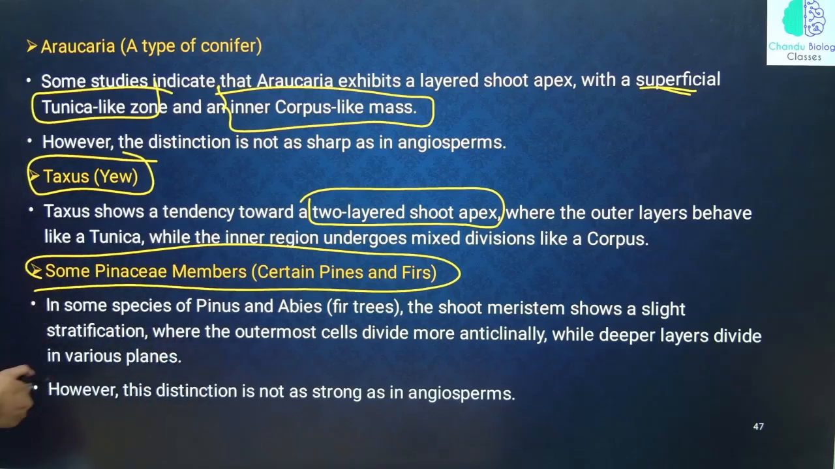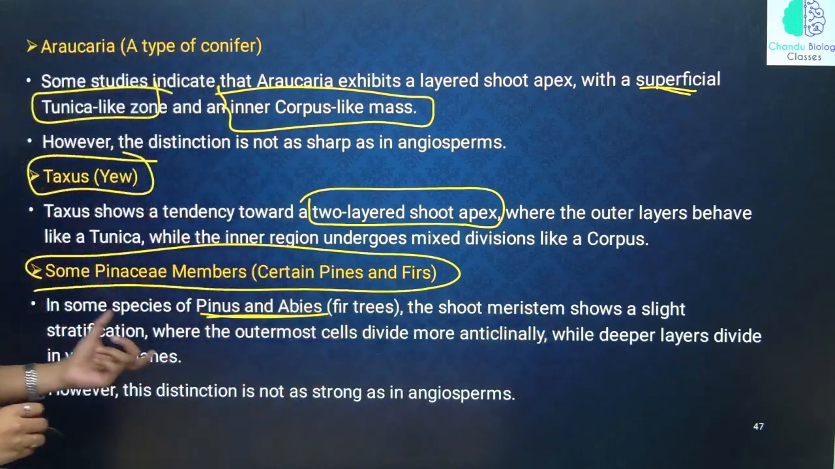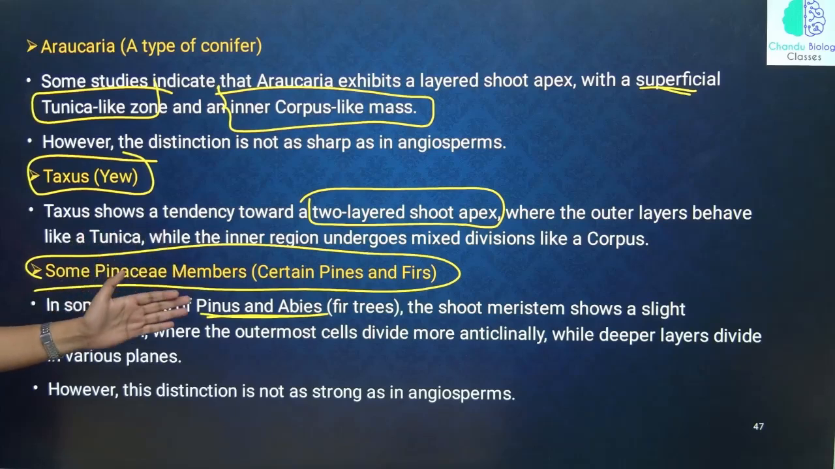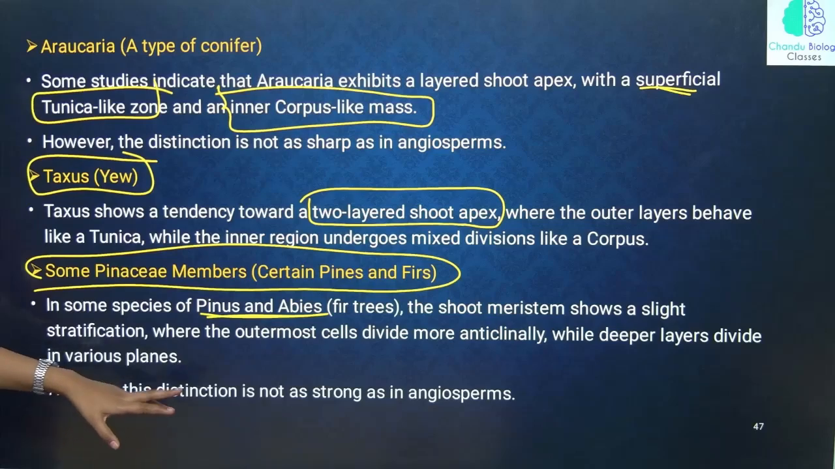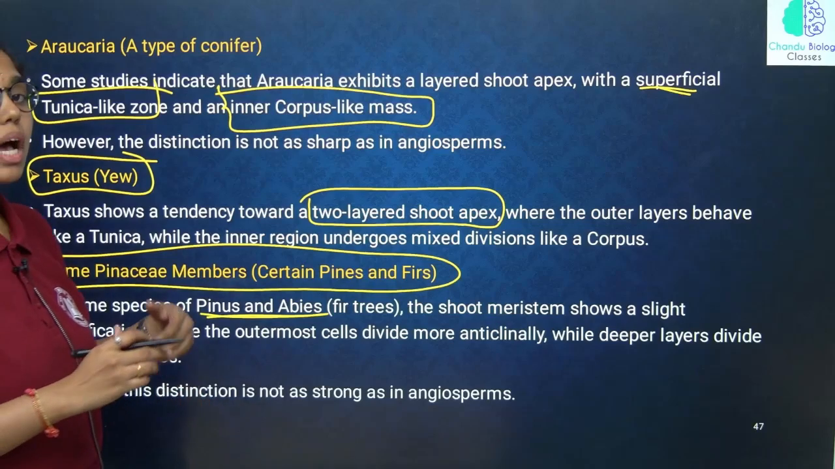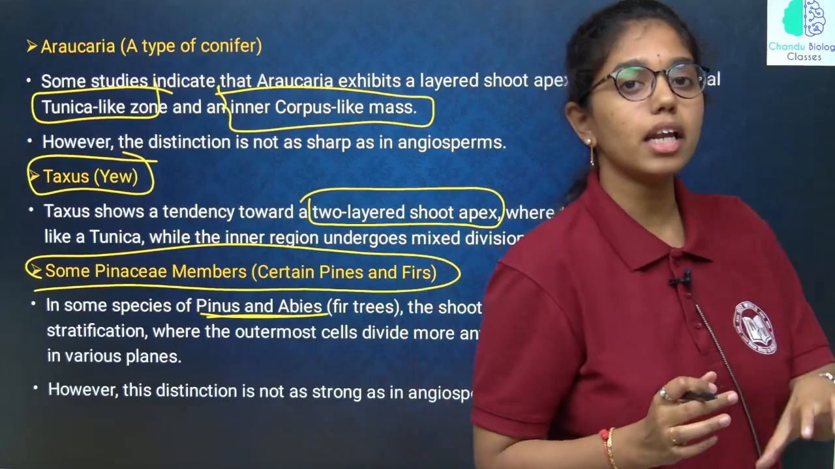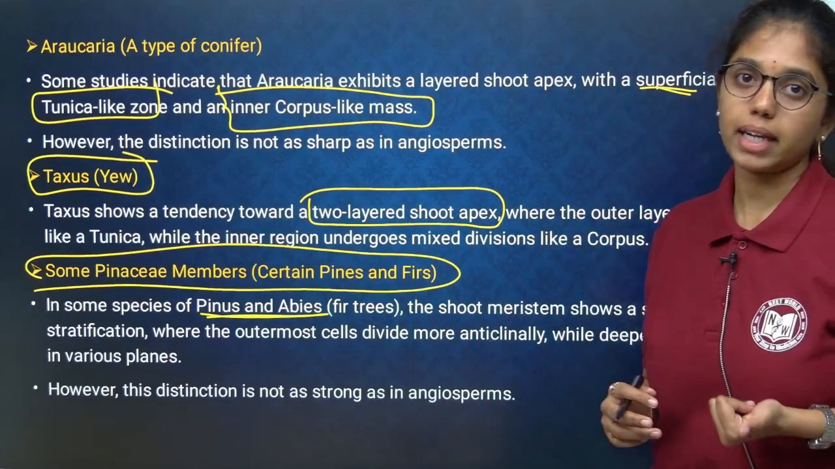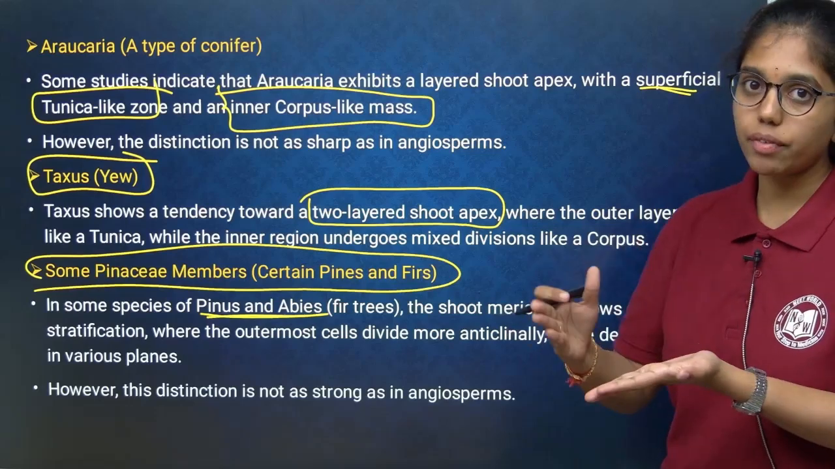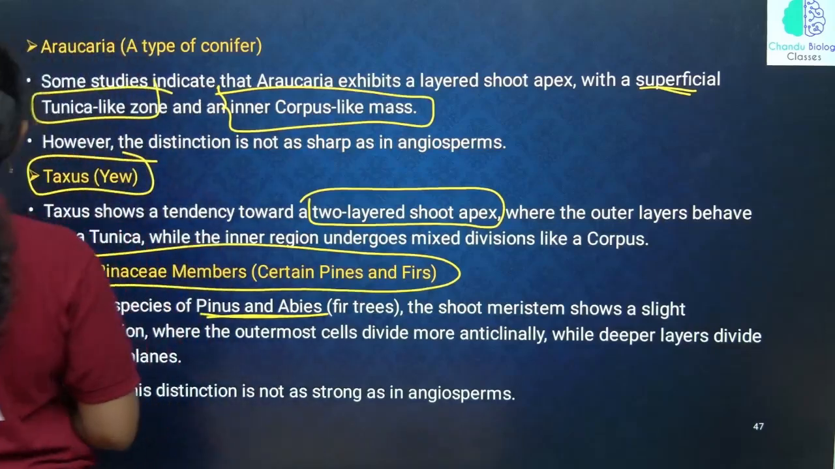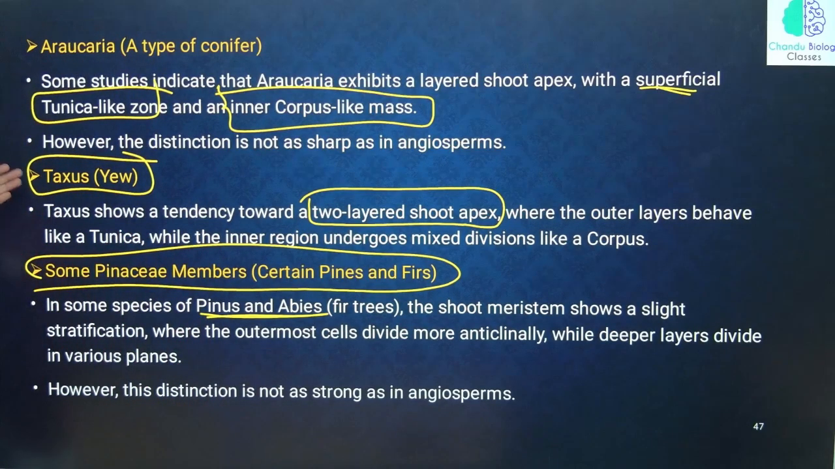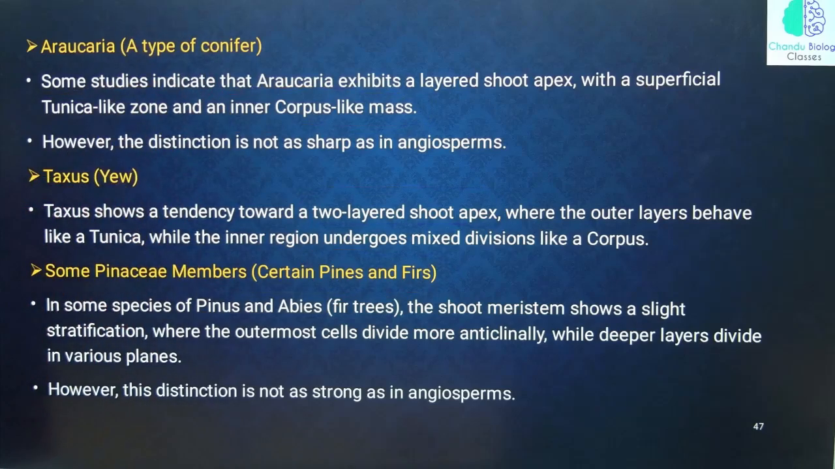Lastly, some Pinaceae members like pines and firs, wherein in some species of Pinus and Abies, the shoot meristem shows a slight stratification wherein outer will divide anticlinally, and inner is showing anticlinal and periclinal divisions. This distinction is not as strong as in angiosperms, and there is no clear differentiation as in angiosperms. So, partial differentiation is seen in needles, Araucaria, Taxus and Pinaceae members like Pinus and firs. These examples we need to remember, that is it.